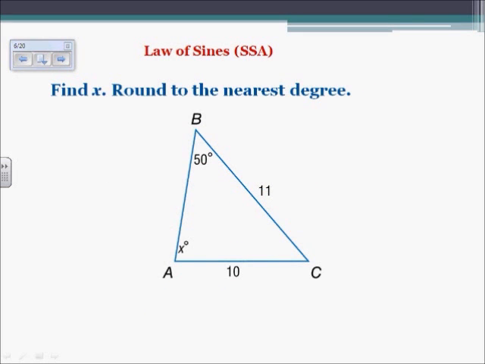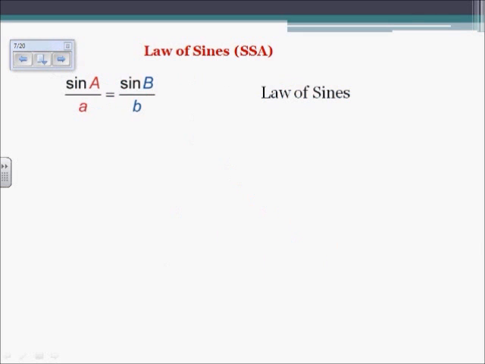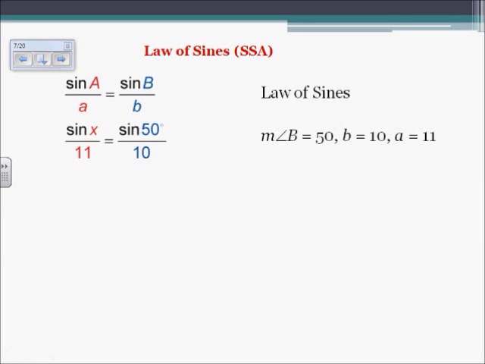All right, law of sines. Here we're going to solve for an angle. Given some pieces of information, it says find x, round to the nearest degree. So we have the law of sines: sine of A over a is equal to sine of B over b, and we'll apply what we know from there. We do know that the variable A will go as x, so sine of x over 11 is equal to the sine of 50 over 10.